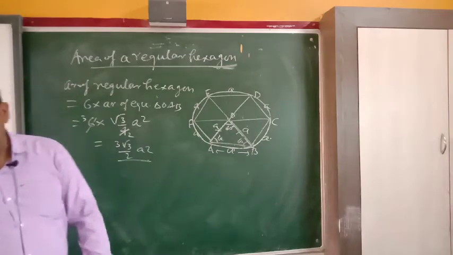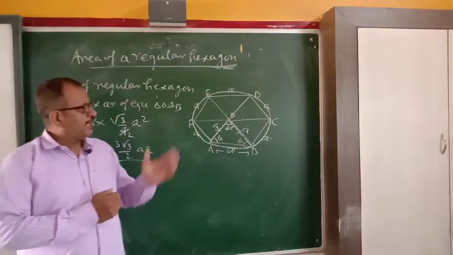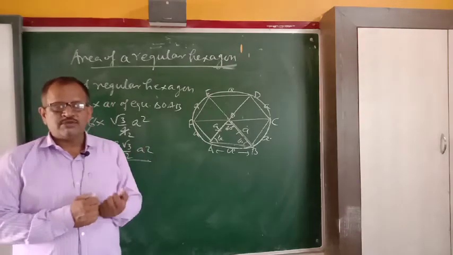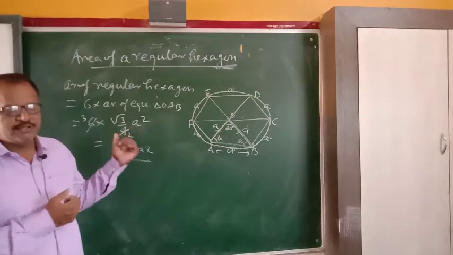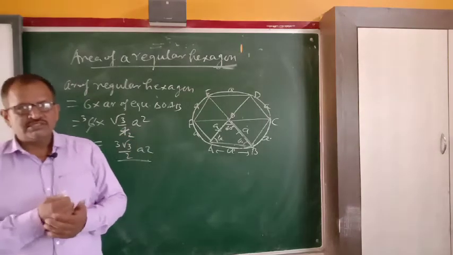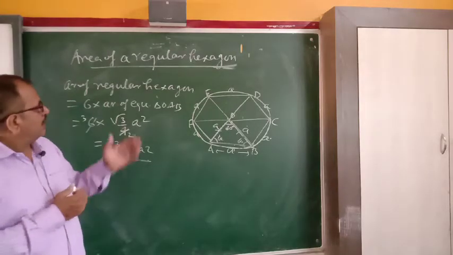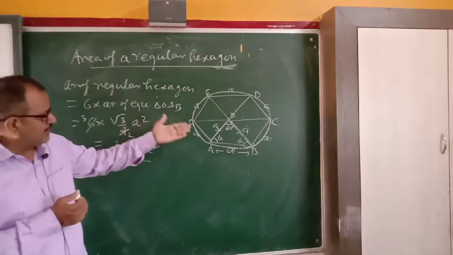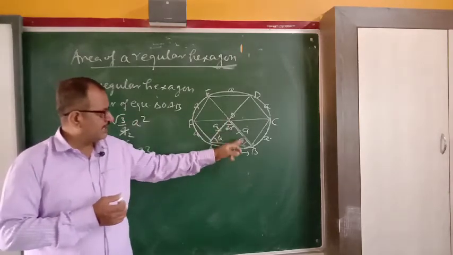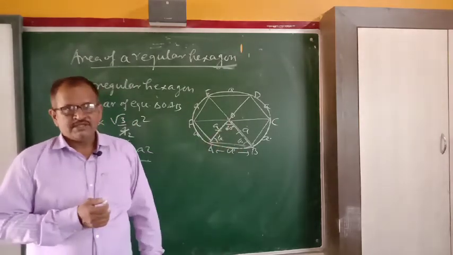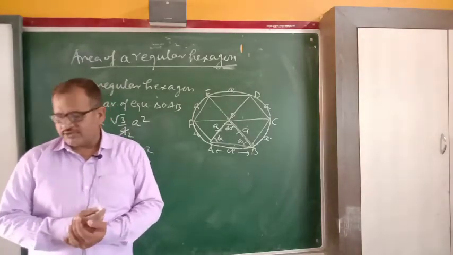So we have discussed today that the area of a parallelogram is base into height. Area of a rhombus, there are two formulas: base into height, and 1 by 2 product of diagonals. Area of a trapezium, 1 by 2 sum of parallel sides into the perpendicular distance between them. And the area of a regular hexagon is 6 into the area of one equilateral triangle OAB. So I hope that it is clear to you. Now we will see some problems from the exercise.